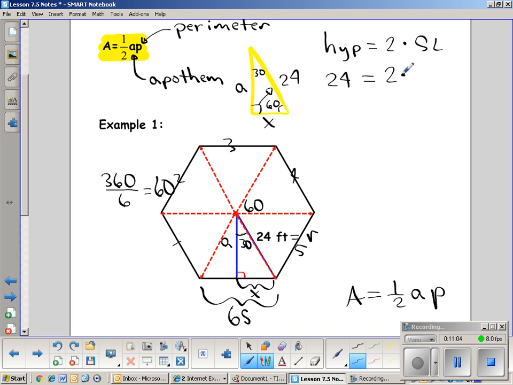Remember, pictures sometimes are deceiving. So where do I find the short leg? Opposite the smallest angle, which in this case is the 30, and so opposite the 30 is x. But when I write that little equation, I only have one thing missing, don't I? I know 24, I know 2, and I don't know x. So how do I solve? Divide by 2. So x is equal to 12.